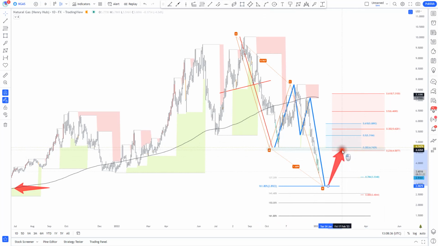This is where I will start partitioning my trade, to break even my position, if the market allows me to do that, if it offers me that opportunity. So that being said, pay attention to natural gas, 2.90.